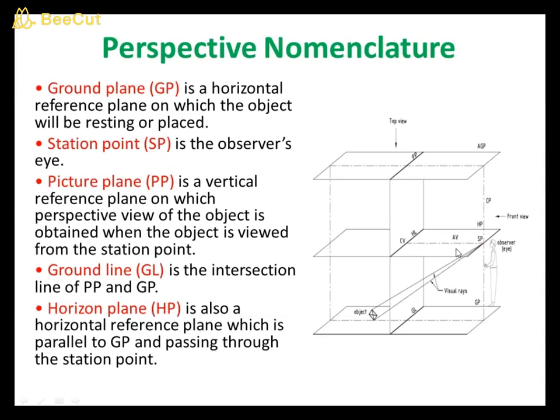First one, ground plane. Second one is called picture plane, perpendicular to the ground plane. Third one is called a central plane, and then a horizon plane. But in some other cases we are taking a fifth plane, that is called the auxiliary ground plane. Normally these planes are represented by capital letters. GP means ground plane, PP means picture plane, and HP means horizon plane.